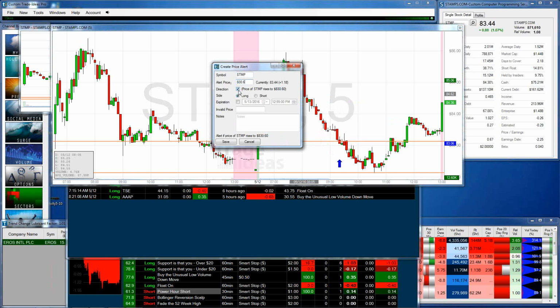Obviously it was down from that price, so if it rises to that price, we want to go long again. And we're going to put a nice note here so we know why this alert is coming up. Holly trade around.